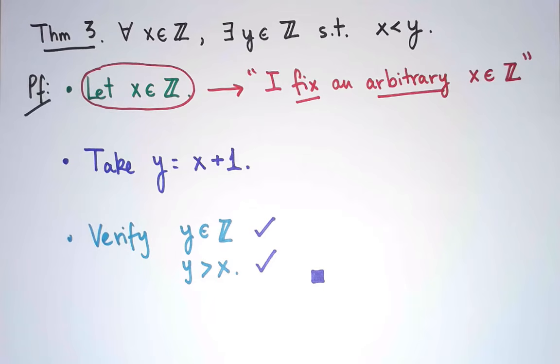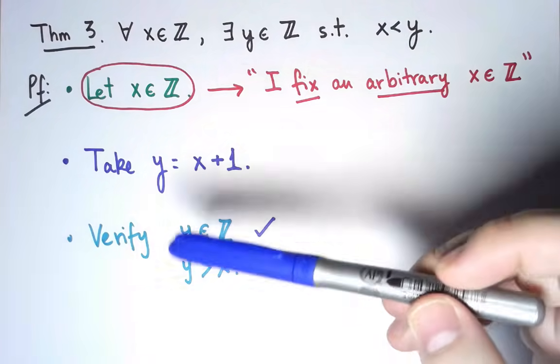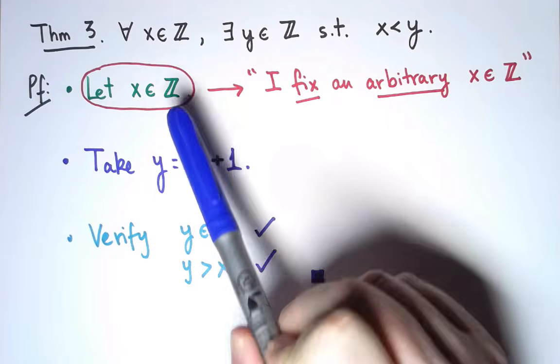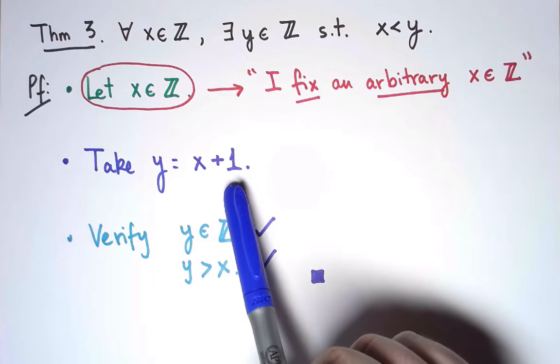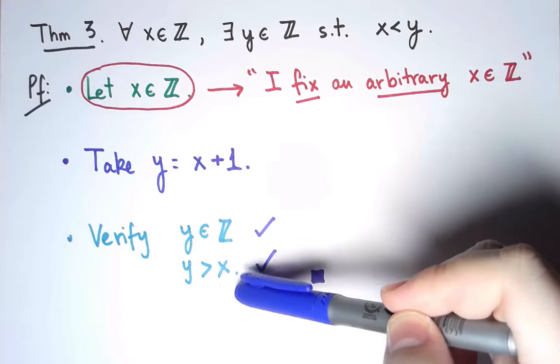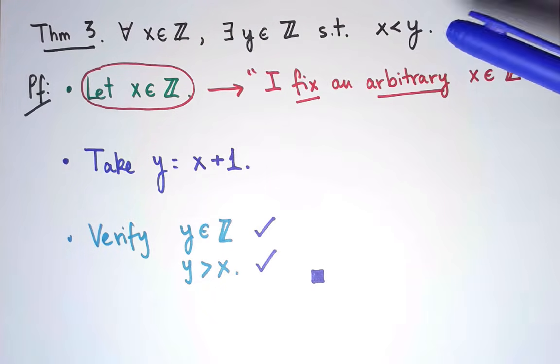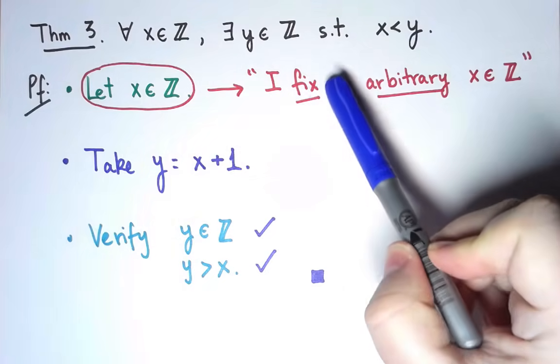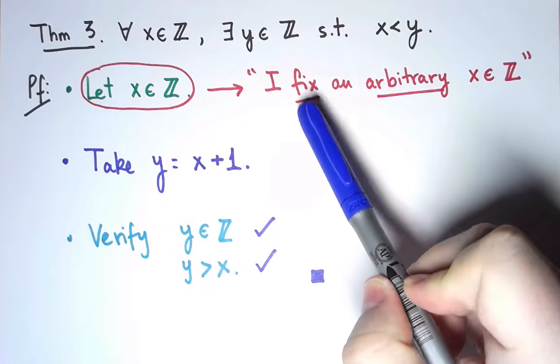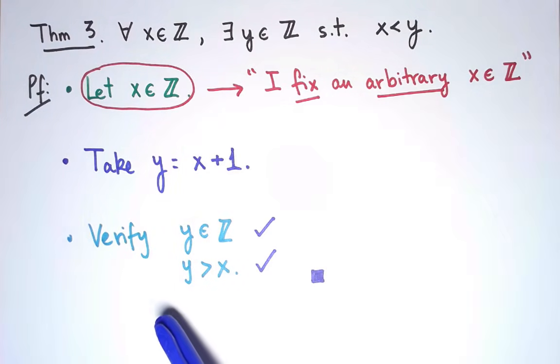Don't get intimidated by the formality of the proof. All I've done here is say that if I fix x, I can always take y to be x plus 1, and that will be an integer that is greater. That's all. And that agrees with our intuition of why this is true. But I want to come back here to this word fix. Why was it so important that I fix the value of x at the beginning of the proof?